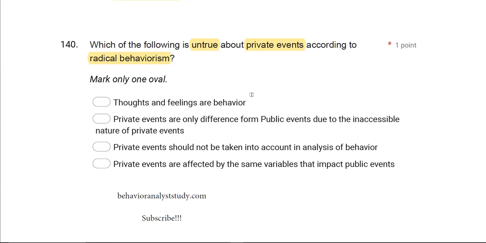And then D, private events are affected by the same variables that impact public events. Private events, public events, they're all just behavior. The main difference is, can we observe them? Can we not? So what is untrue? Well, private events should not be taken into account in analysis of behavior.